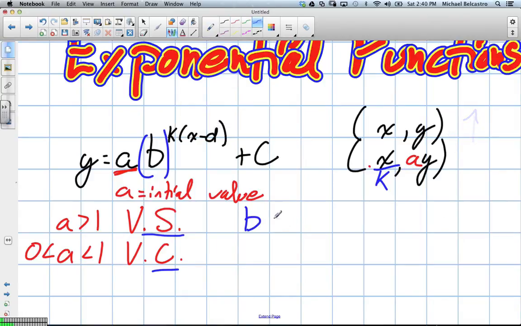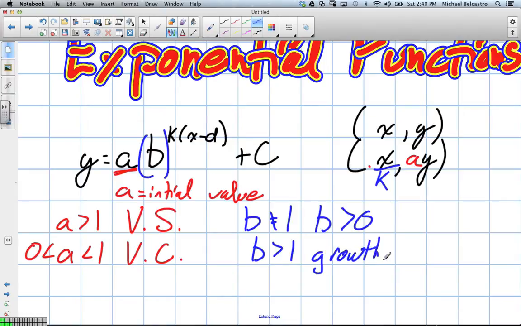Okay, b is your growth or decay rate. First of all, for this to work, b cannot be equal to 1, because when b's value is 1, no matter what the exponent is, it doesn't work. b needs to be greater than 0. And when b is greater than 1, it's growth. And when b is between 0 and 1, we're talking about a decay, when you have a fraction or something.